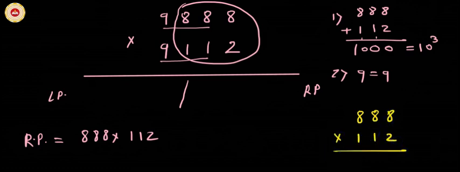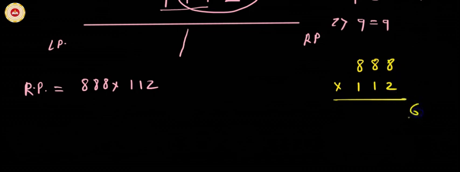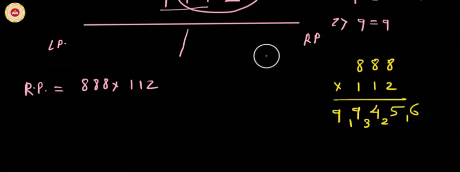8 2s are 16, write 6, carry 1. 8 2s are 16 plus 8, 24 plus 1, 25, write 5, carry 2. Okay, now include third column. 8 2s are 16 plus 8, 24 plus 8, 32 plus 2, 34, write 4, carry 3. Okay, now exclude 1 8s are 8 plus 1 8s are 8, 16 plus 3, 19, write 9, carry 1. Now exclude second column also. 1 8s are 8 plus 1, 9. So 99456, that means 99,456 is answer of this multiplication.